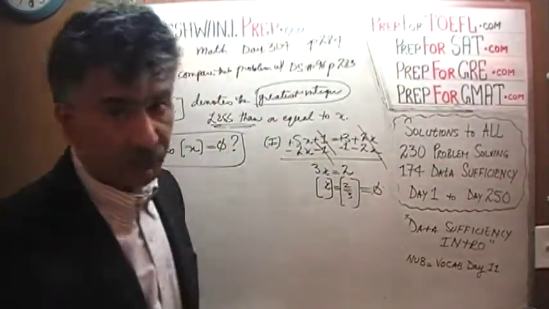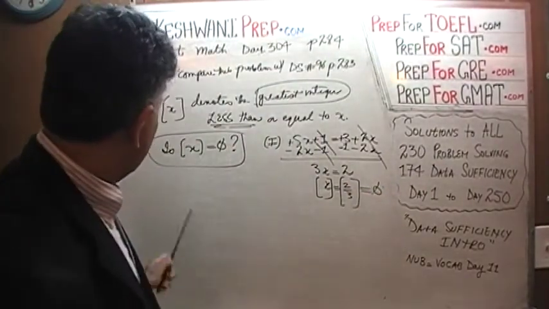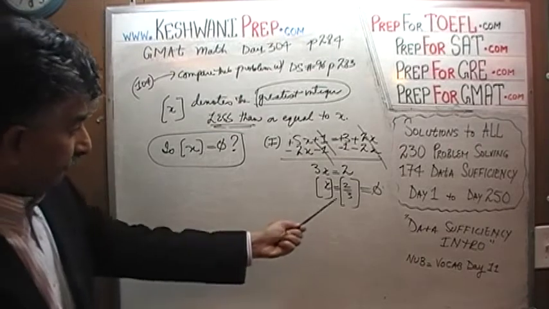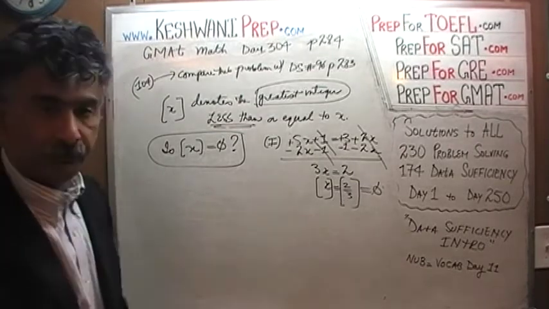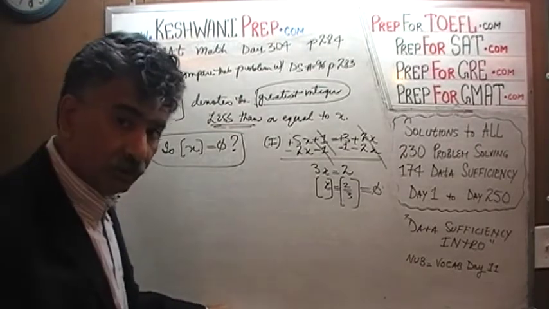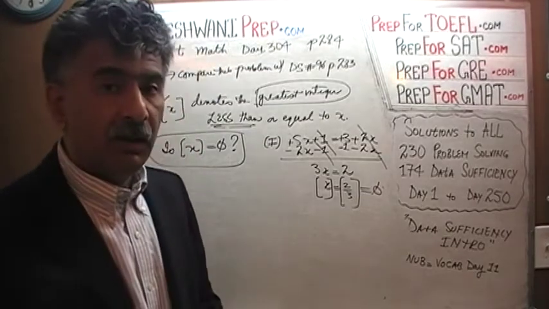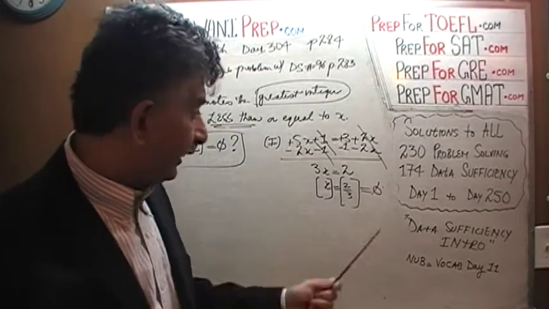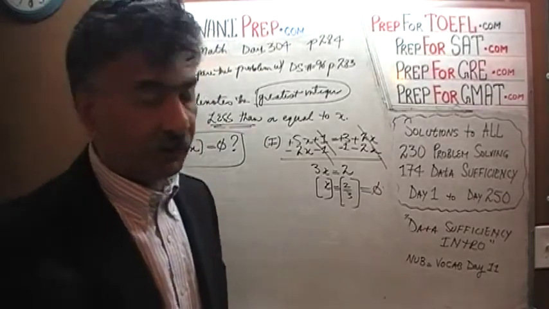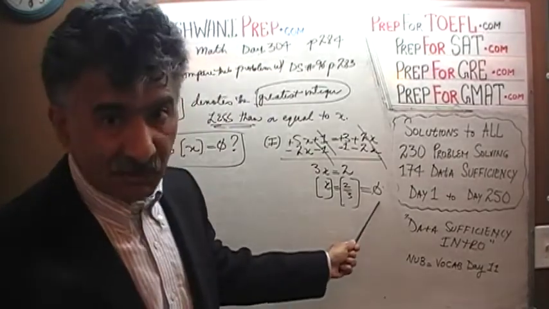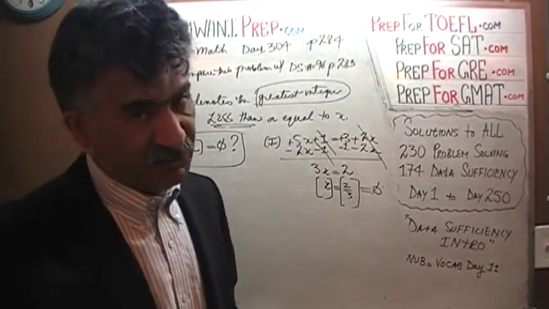So are we able to answer the question? The question was, is this quantity equal to 0? The answer turns out to be yes. Yes, it is equal to 0. Again, as I always do, the emphasis here is not on the fact that it turned out to be 0. That is not the point. Even if this quantity had turned out to be 17, we still would have been just as happy.